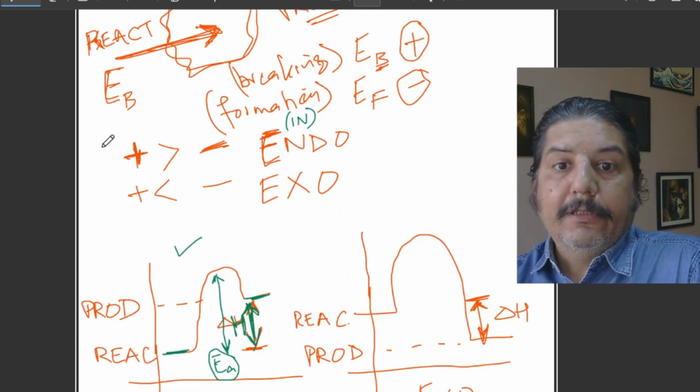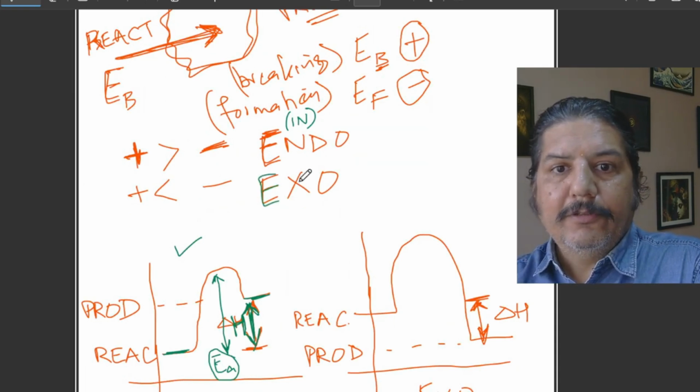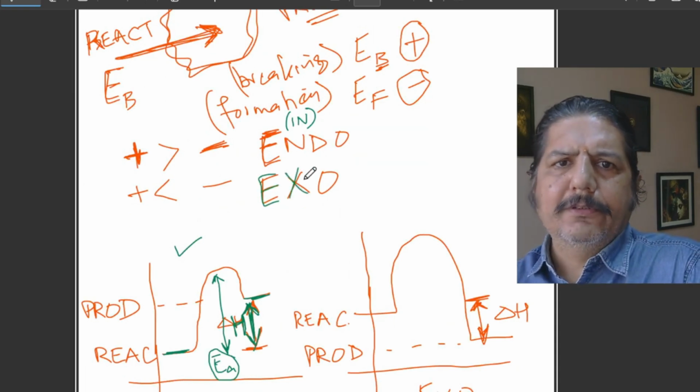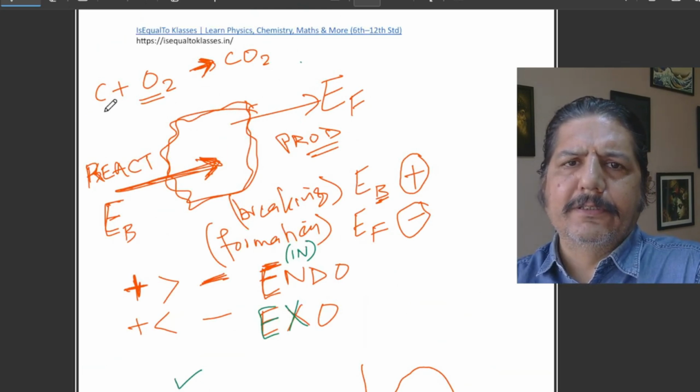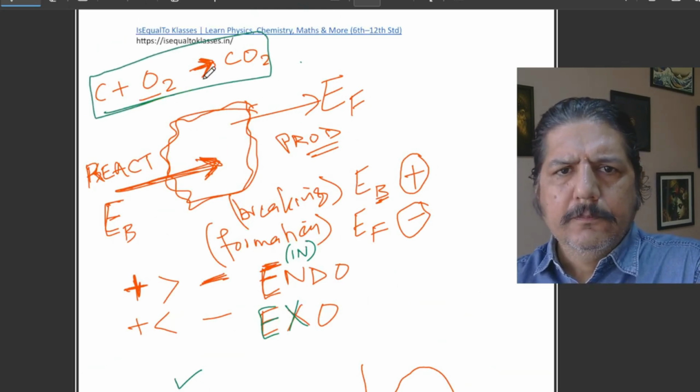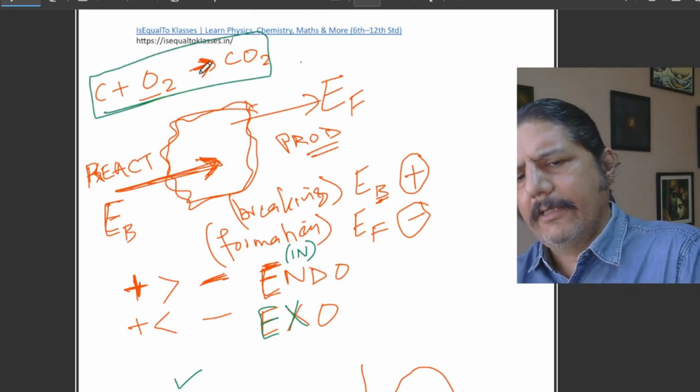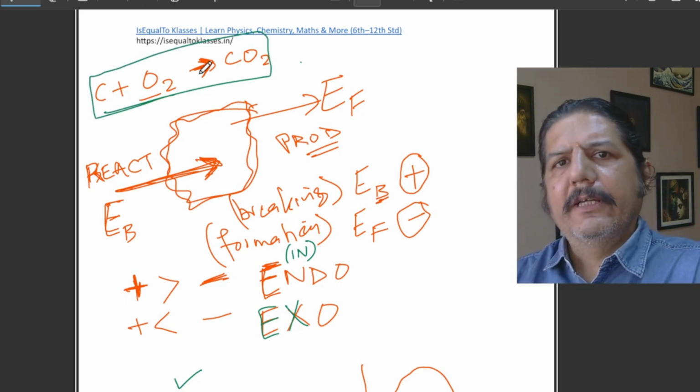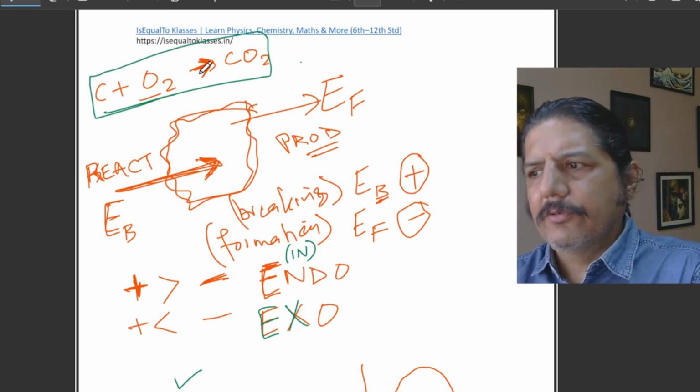The second kind of reaction, of course, which we know is the exothermic reaction. Now, the best way to understand an exothermic reaction is a combustion reaction. This is a very basic reaction that you can understand. Combustion reactions are the best examples of exothermic reactions.